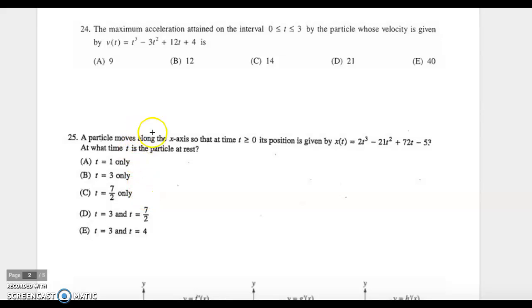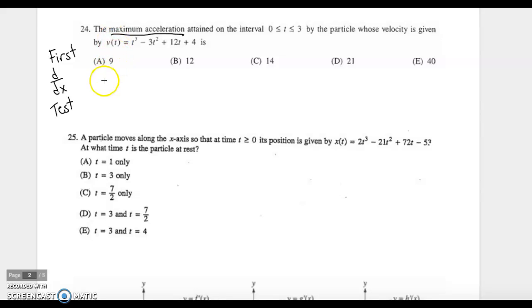All right, if I have this problem, we're trying to find the maximum acceleration on the interval 0 to 3 by the particle whose velocity is given by v of t here. So one thing we want to look out for is that we're looking for the absolute maximum. You're looking for the maximum acceleration on this interval, and you're looking for it of your acceleration function. So I'm going to have to use my first derivative test at some point, but my first derivative test should be the first derivative of the thing you're trying to find the maximum for.